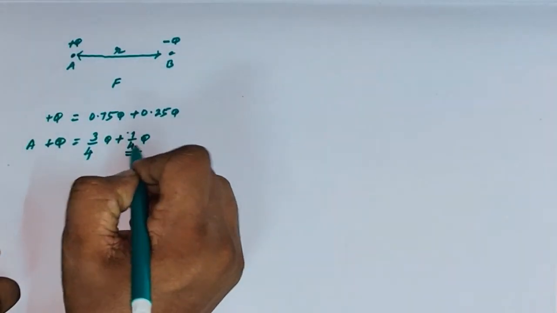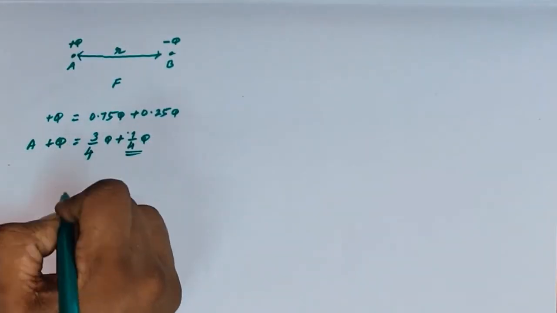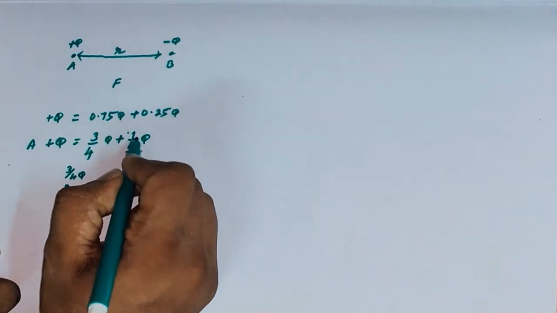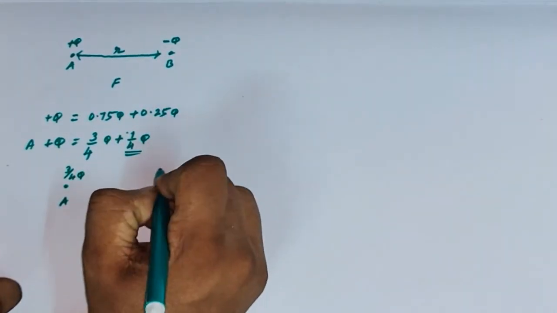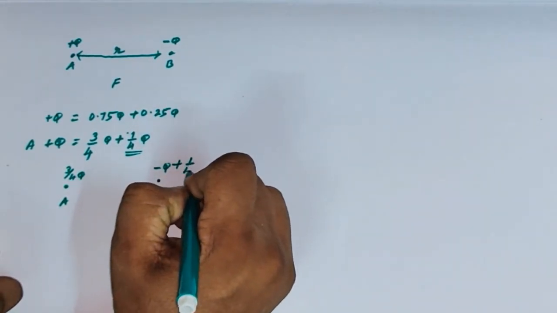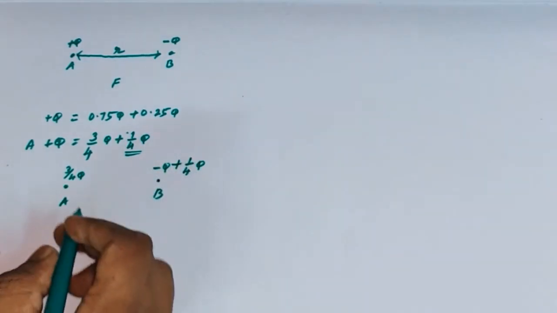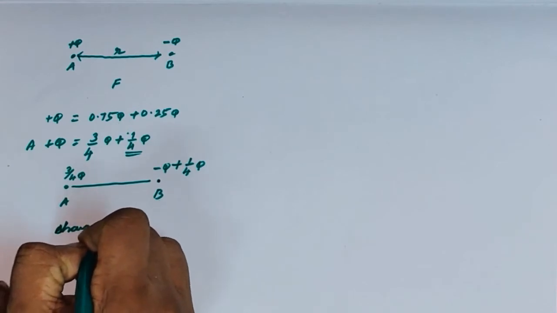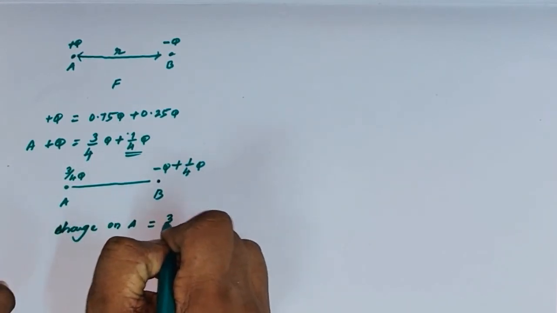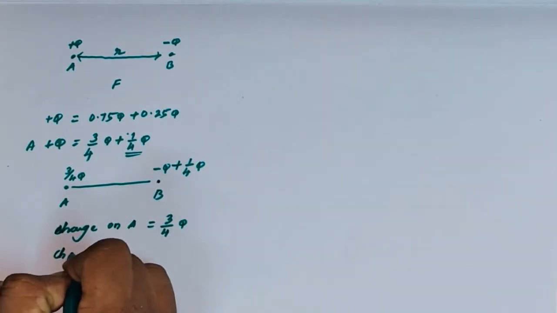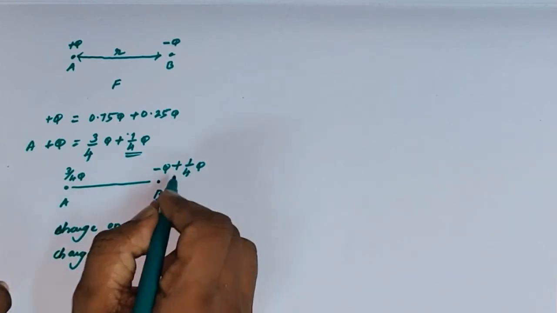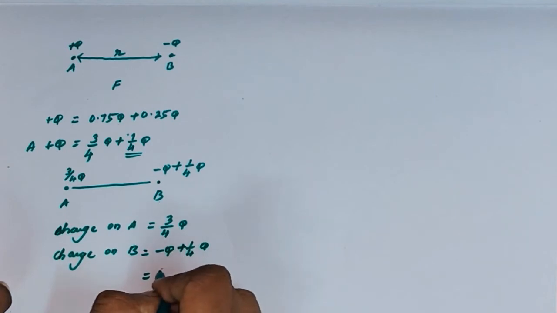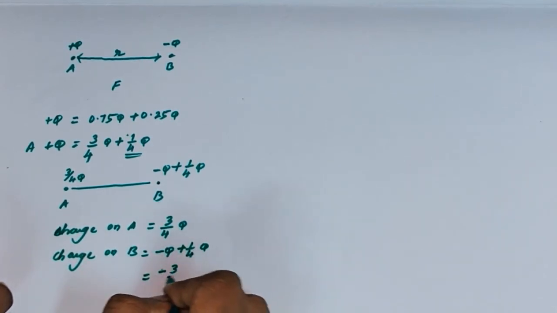Now it is going to transfer to B. So the charge remaining on A will be 3 by 4 Q. We are transferring 1 by 4 Q to B, which already has minus Q. So after transferring 25%, the charge on A is 3 by 4 Q, and the charge on B is minus Q plus 1 by 4 Q, which gives minus 3 by 4 Q.